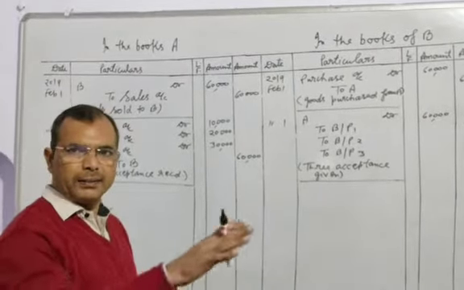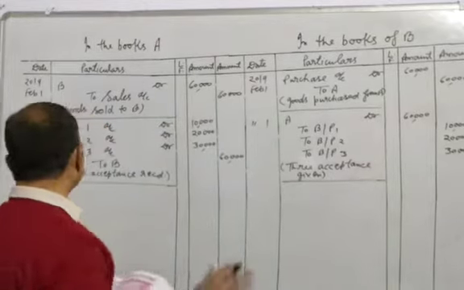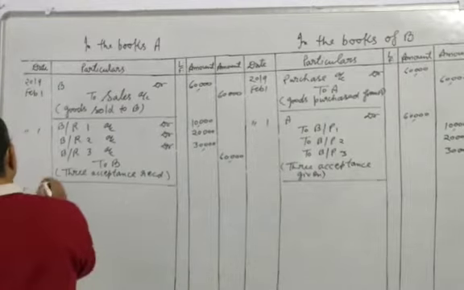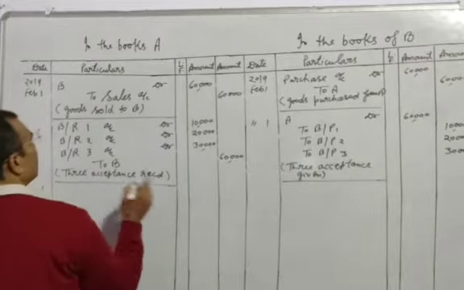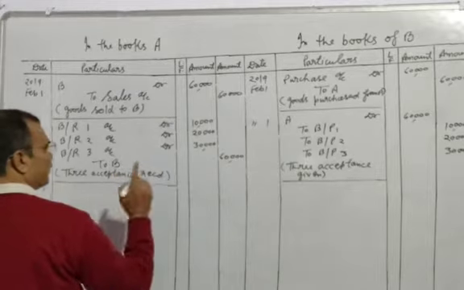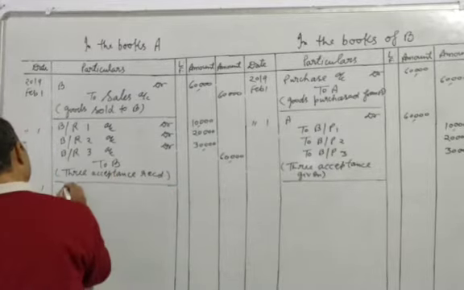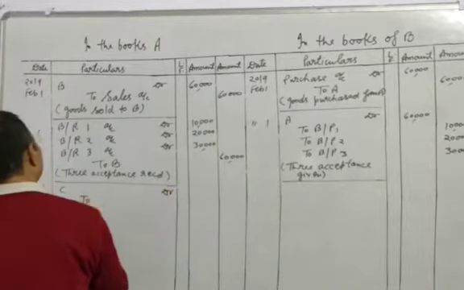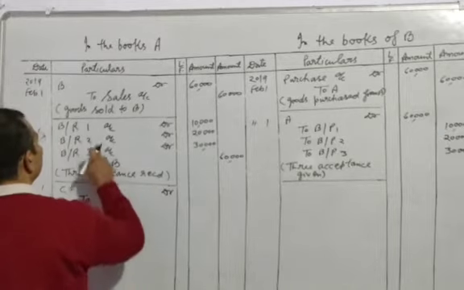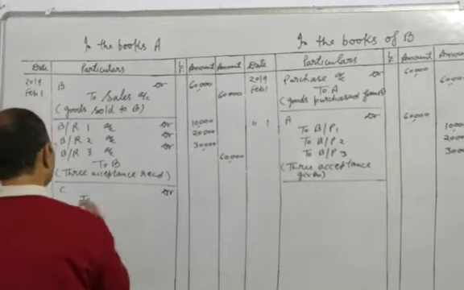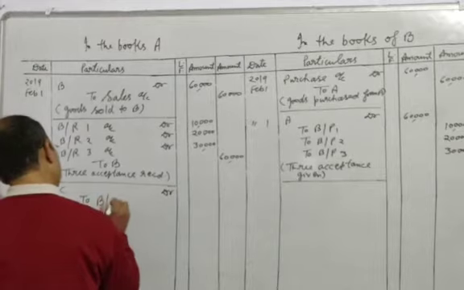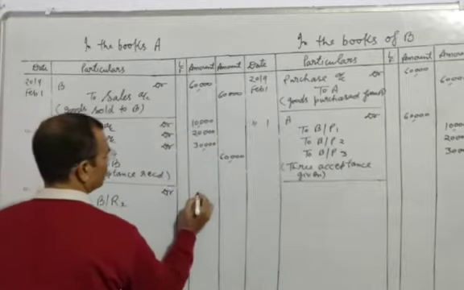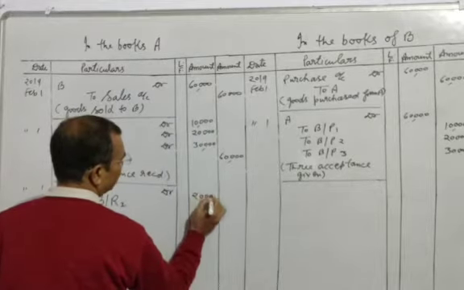The second bill was endorsed by A to his creditor C. We have learned about endorsement, so we will write the entry of the endorsement here. For A, the name of that creditor is C. So we will write here C debit, and A is giving BR2 to C. So we will write here BR2, and the amount of BR2 given is 20,000.